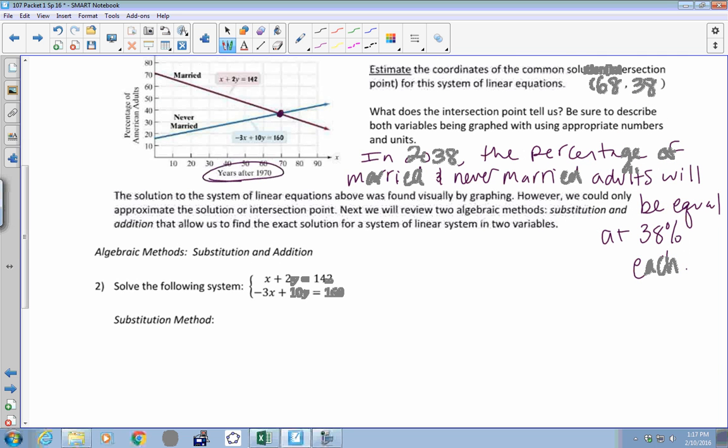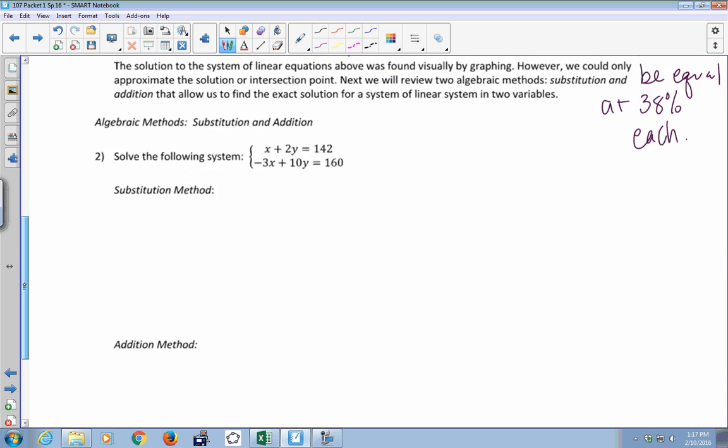All right, so the solution to a system of linear equations can be found visually by graphing, which you did in the preview exercise. We just did here in this example. And we're also going to review 2 algebraic methods, substitution and addition, also called elimination, that allow us to find the exact solution for a system of linear equations with 2 variables.